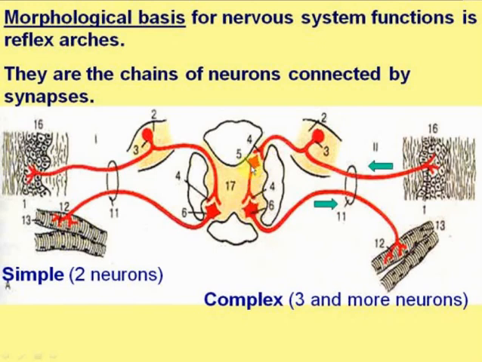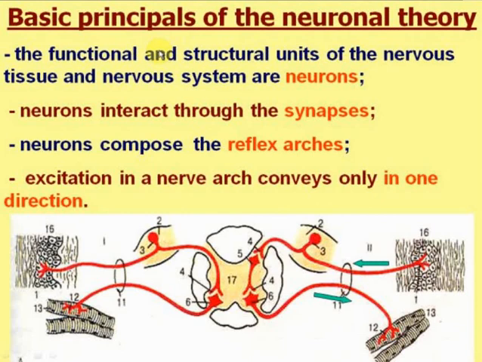But there are much more complicated, complex reflex arches which contain many interneurons, especially in the central nervous system and brain. Basic principles of the neuronal theory: the functional and structural units of the nervous tissue and nervous system are neurons. Neurons interact through the synapses. Neurons compose the reflex arches. Excitation in nerve arches conveys only in one direction, from receptor to effector.